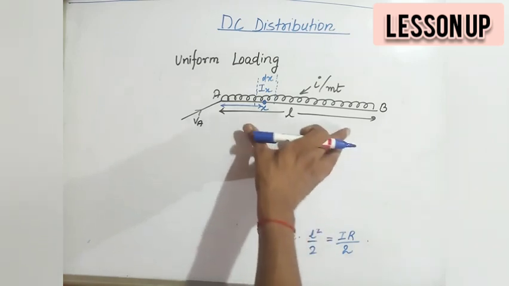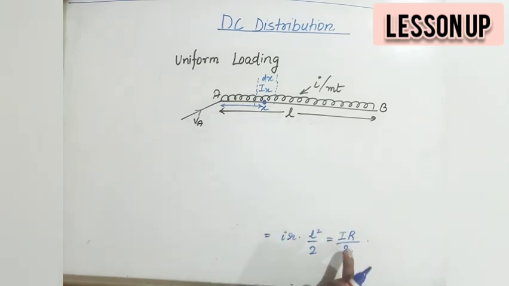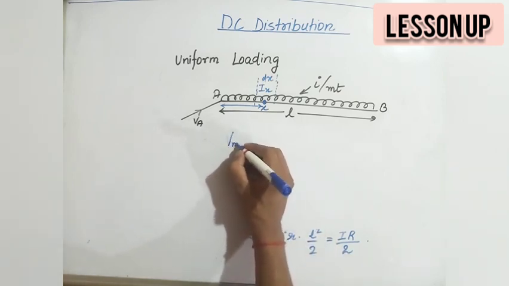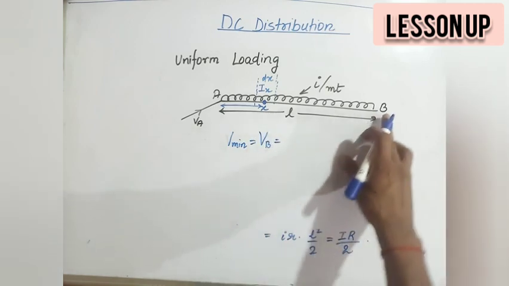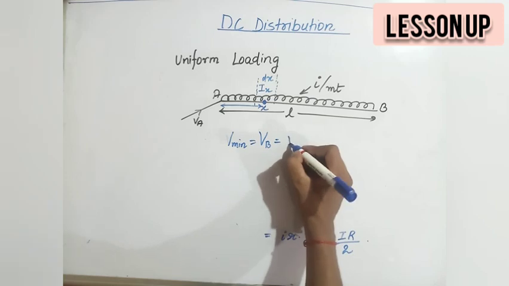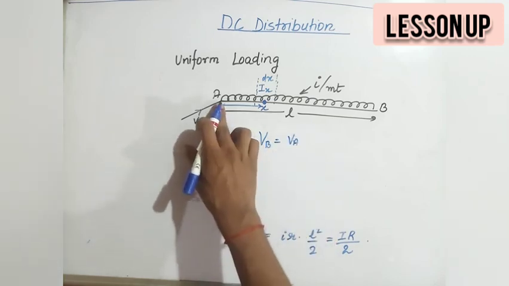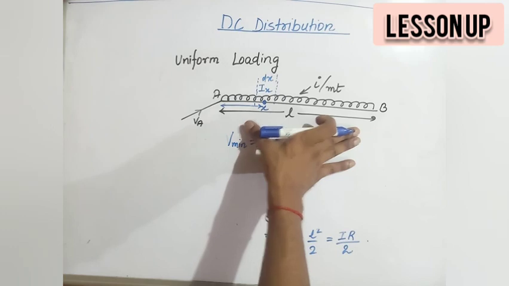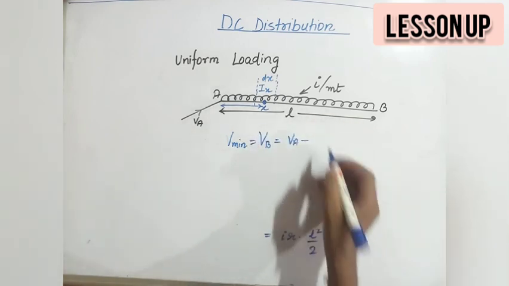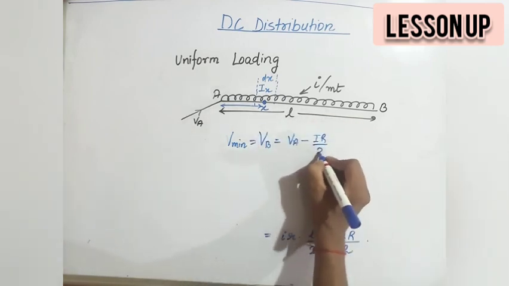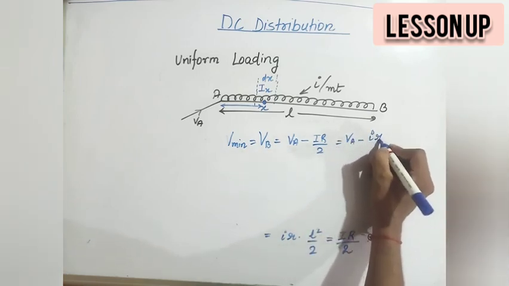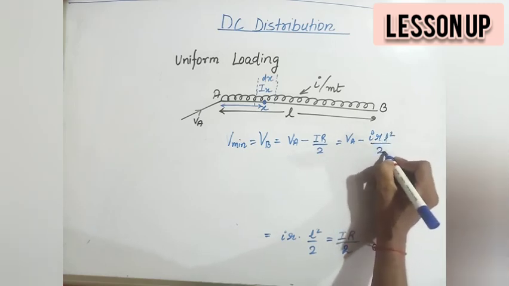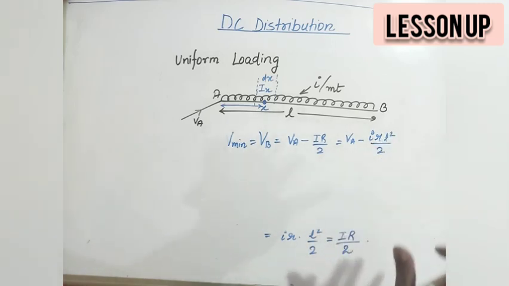As we got the drop between A and B is I into R divided by 2, the voltage at point B is equal to VA, the voltage at point A, minus the drop, that is I into R divided by 2, or we can write it as VA minus I into R L square divided by 2. From both we will get the same result.